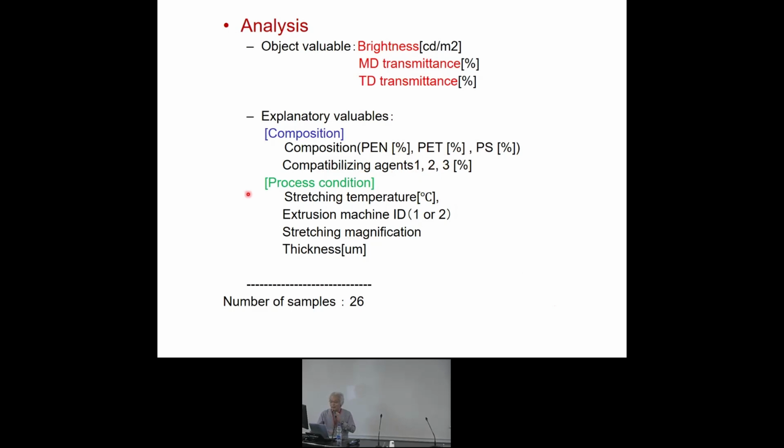So process condition information, additional information as explanatory variables in this case: stretching temperature, extrusion machine ID. We could use two machines, 1 or 2. So stretching magnification and thickness. So the number of samples is only 26.